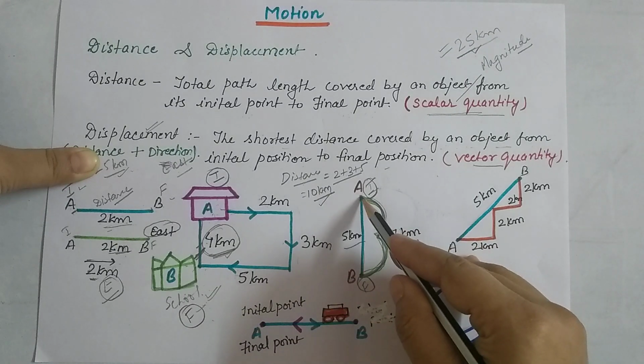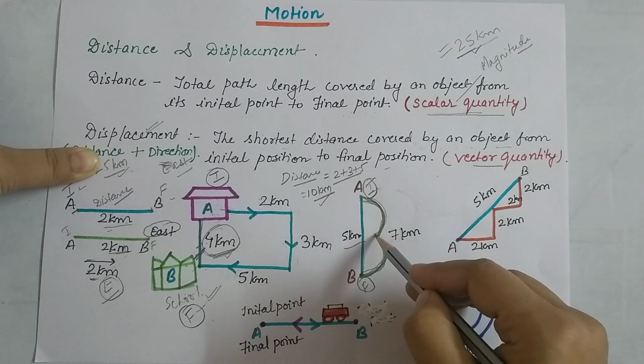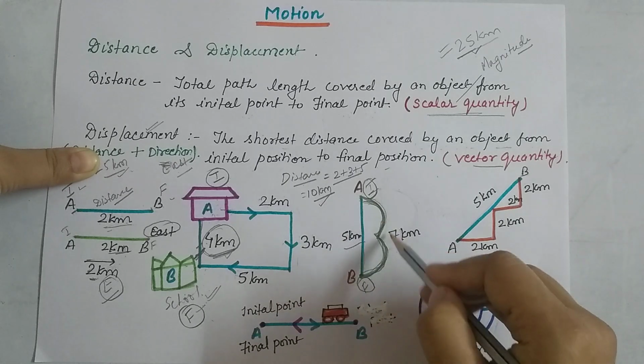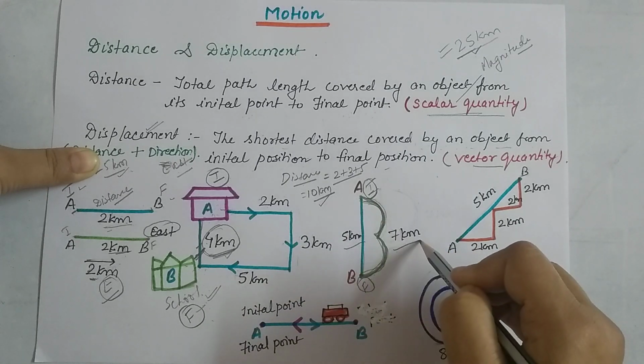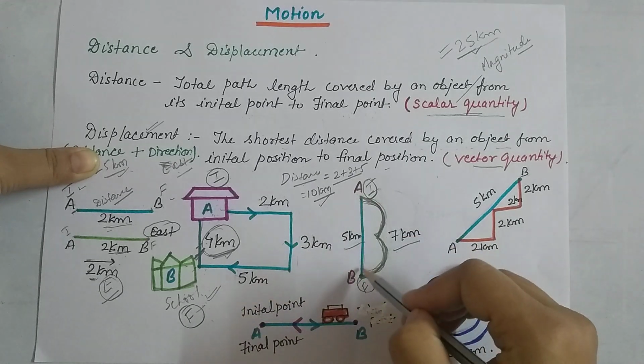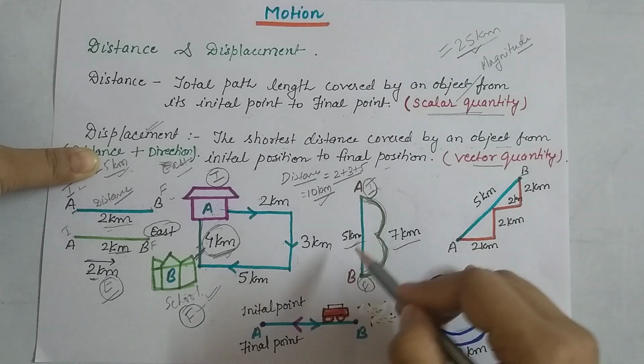So a person first has to come to this point, then this point. The total distance he covered is 7 kilometer, and displacement is the shortest distance, so that is 5 kilometer.